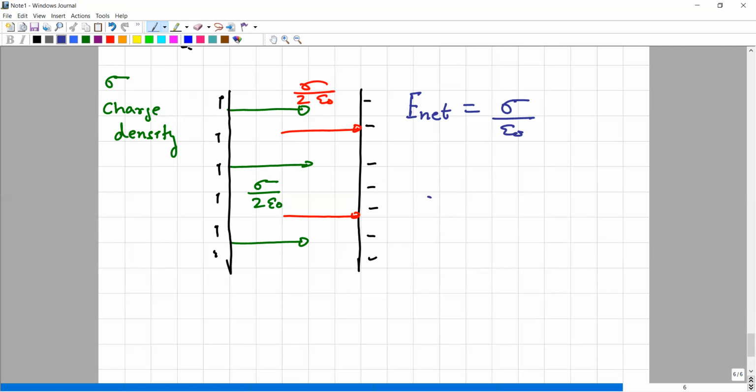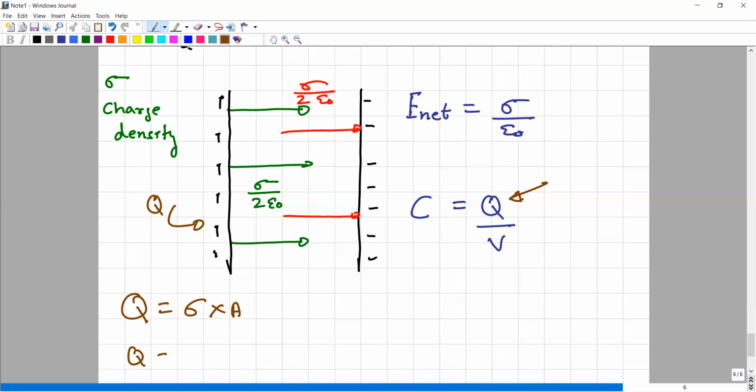Now to calculate the capacitance of this plate, we need two values. We need charge and we need potential. So let us now find the charge. What is the charge Q on the plate? The charge density of the plate is sigma, we already know that. That means the total charge on the plate is going to be the charge density sigma times the area of the plate. Sigma is the surface charge density and A is the area. So if you multiply the surface charge density with the area, you are going to get the total charge on the plate.